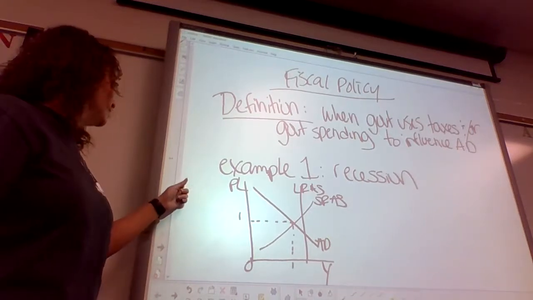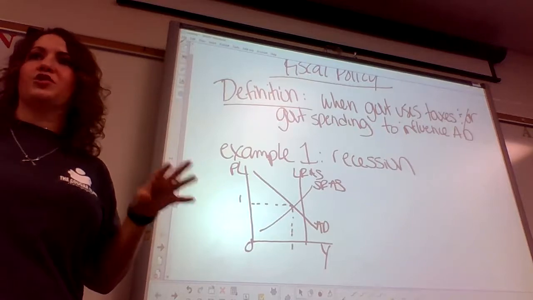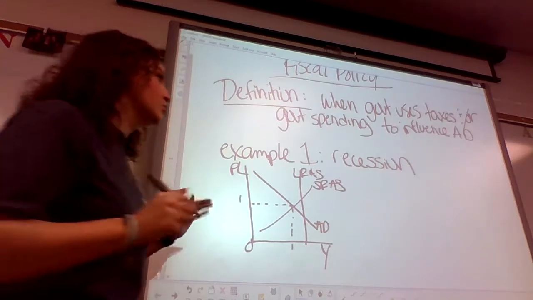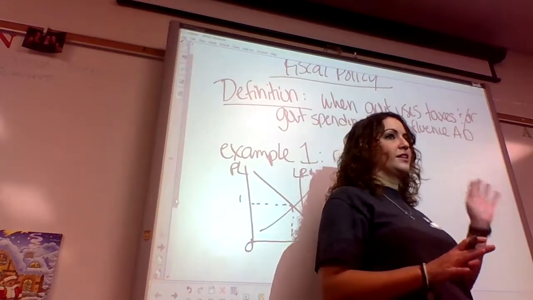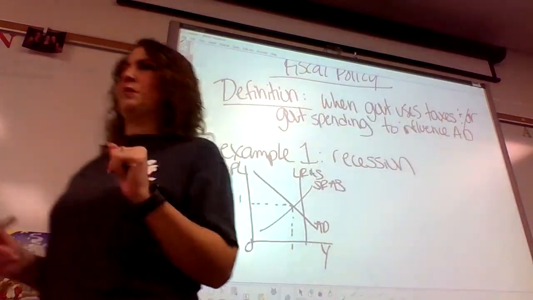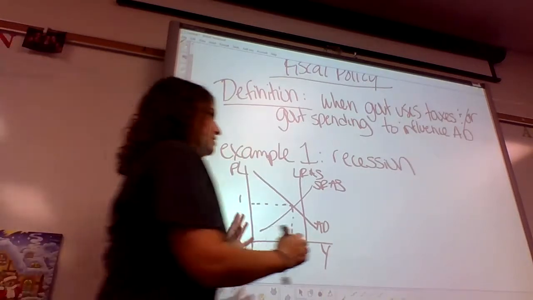When we're talking about each scenario, we're going to do automatic and discretionary fiscal policy. The discretionary fiscal policy is when the government actually tries to do fiscal policy, like they purposely change taxes and government spending. So off to the side, here's our discretionary fiscal policy.